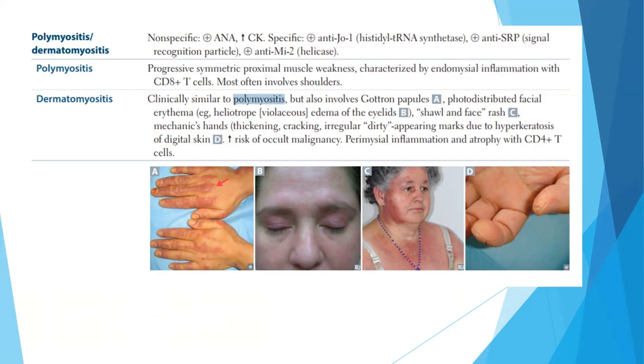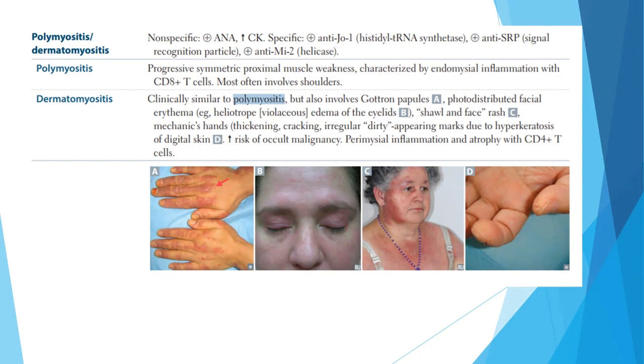Dermatomyositis is clinically similar to polymyositis, but also involves Gottron papules and photodistributed facial erythema, for example the heliotrope rash, shawl and face rash, mechanic's hands, and hyperkeratosis of digital skin. There is increased risk of occult malignancy. The histology is perimysial inflammation and atrophy with CD4 plus T cells.